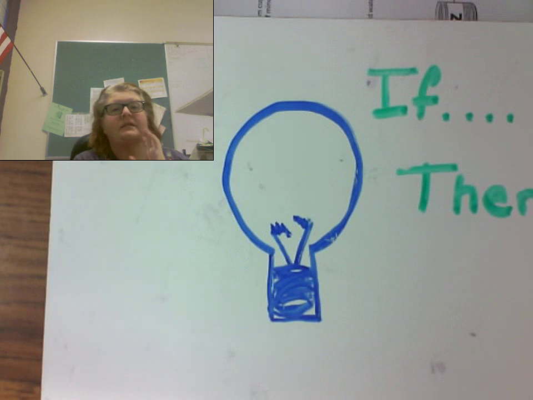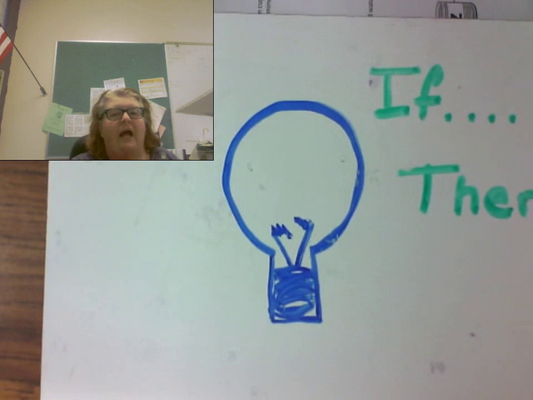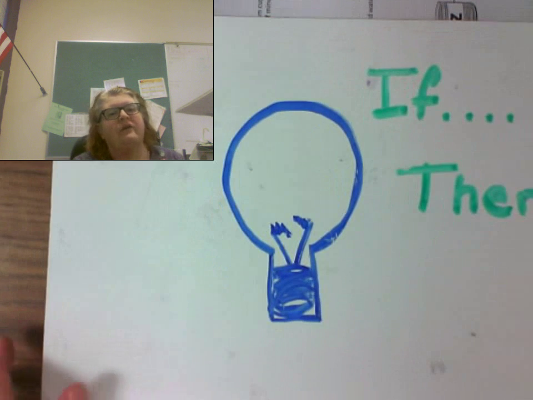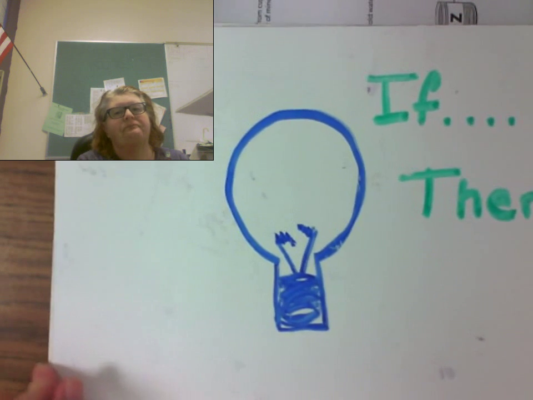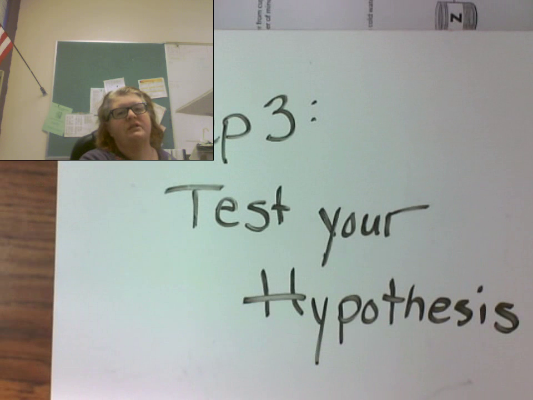Look at what your problem is, come up with what you think will happen, and turn it into an if-then statement. Now, the next thing you're going to do is step 3, and everybody loves step 3. This is where you test the hypothesis, okay? You're going to experiment. Yeah! That's what everybody likes to do. So, come up with an experiment for your hypothesis.